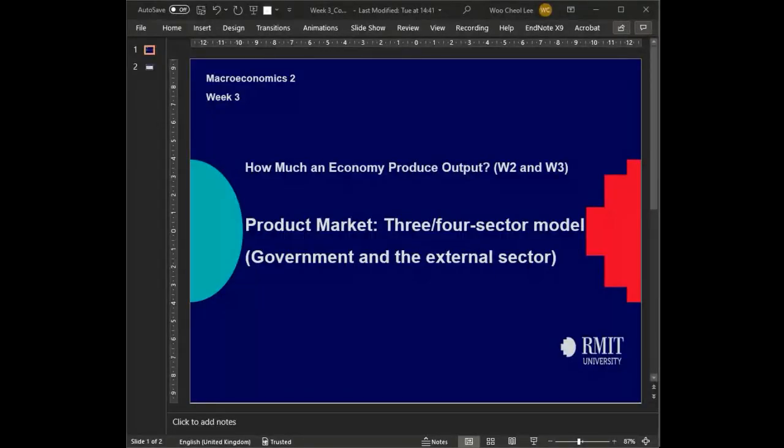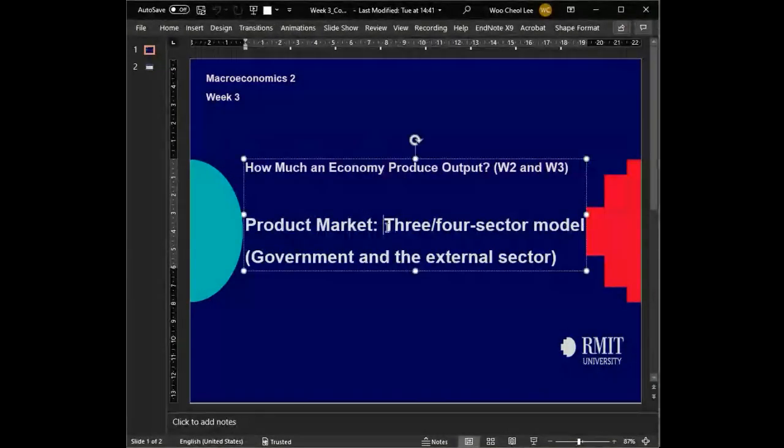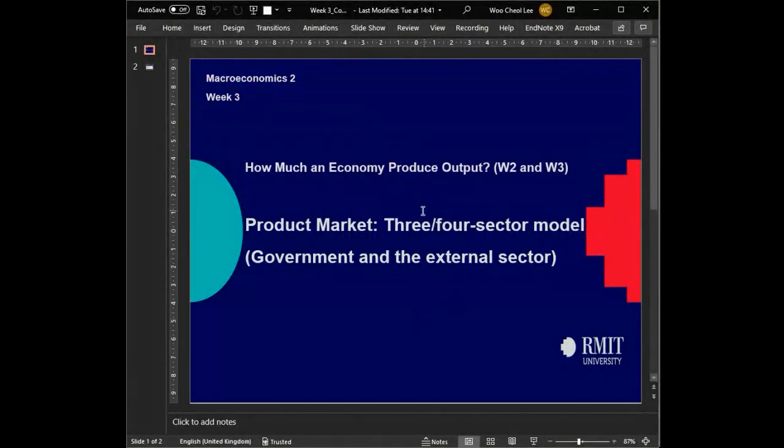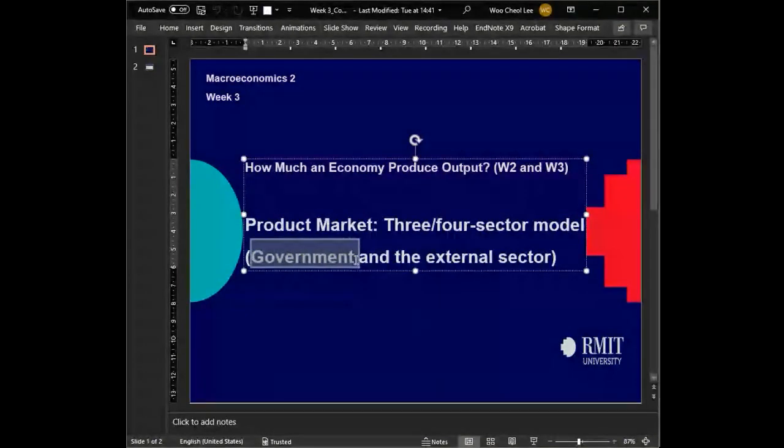The model we learned last week. As you see from the shared slide, the title is now changed into 3 to 4 sector model. So we're going to add one additional, the government and external sector, but external sector we'll talk briefly.